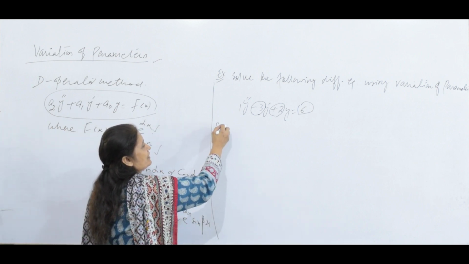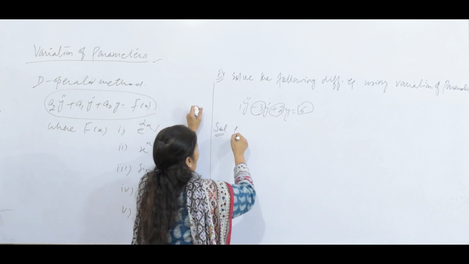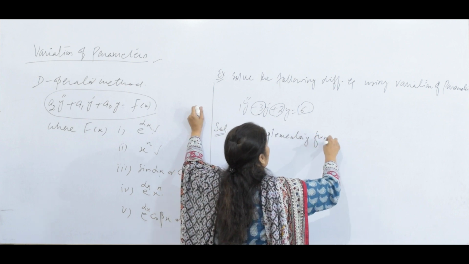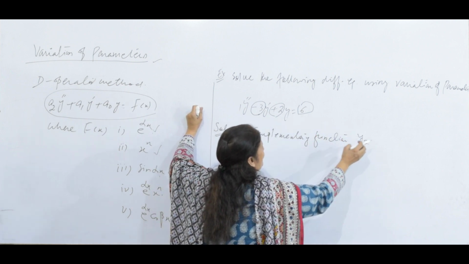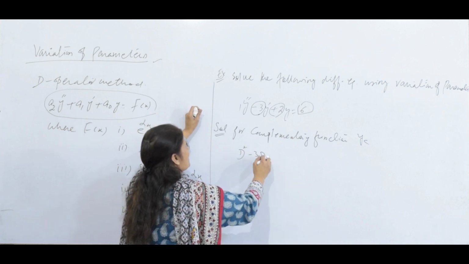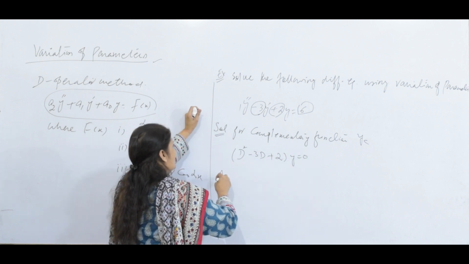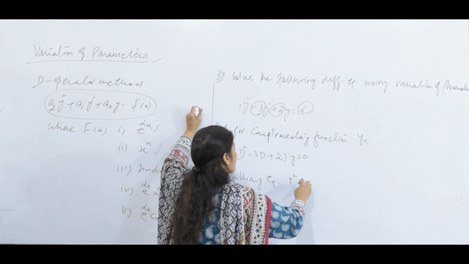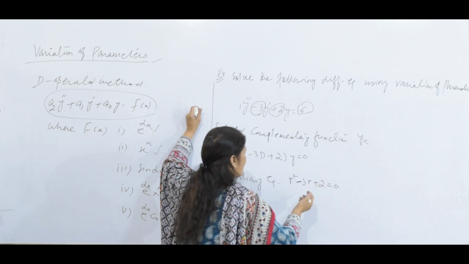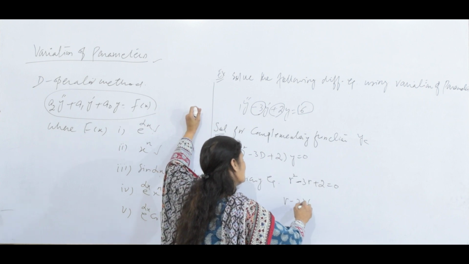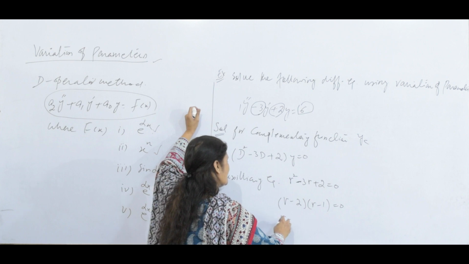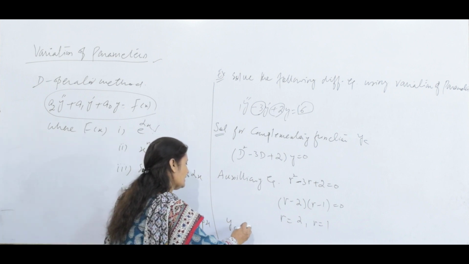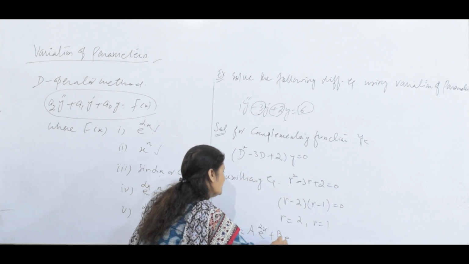So how to find the solution using variation of parameters? For the complementary function, we are writing the D operator form, which is D squared minus 3D plus 2 operating on y equal to 0. Then we write the auxiliary equation, which is r square minus 3r plus 2 equal to 0. Quadratic, breaking up the middle term, this is r minus 2, r minus 1 equal to 0. So r is equal to 2 or r is equal to 1. Since the roots are real and distinct, the solution will be a e2x plus b ex.